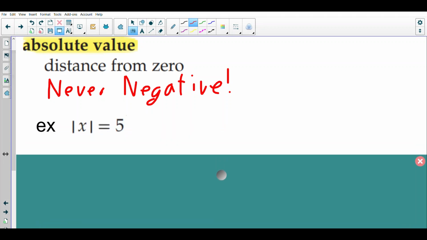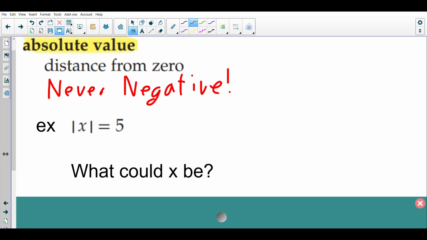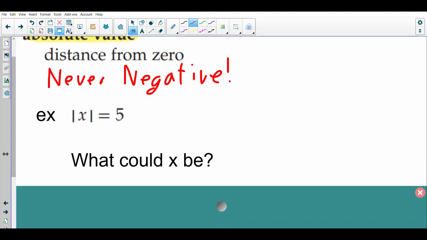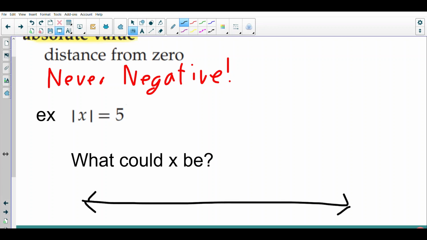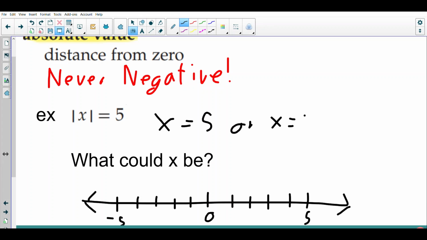Okay, so let's look at this example. The absolute value of x, the two vertical lines, is equal to 5. So remember, it's the distance from 0. What numbers are at a distance of 5 from 0? Well, if we draw our number line, there's two different numbers. We could go 1, 2, 3, 4, 5 to the right, or 1, 2, 3, 4, 5 to the left. So x could be 5, or x could be negative 5.